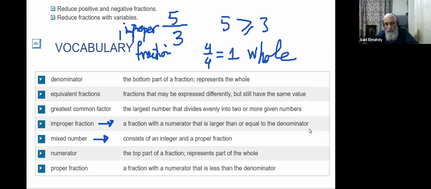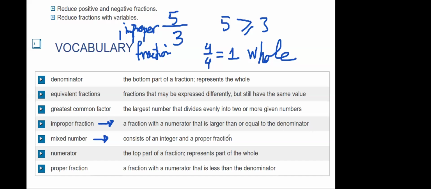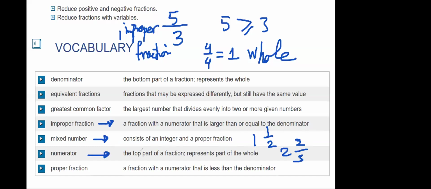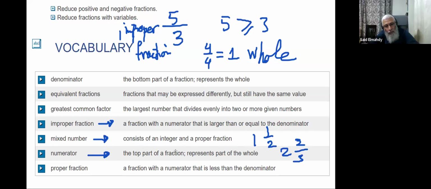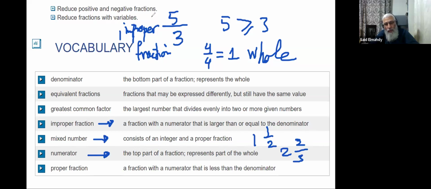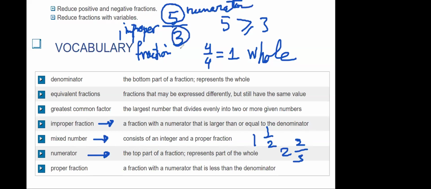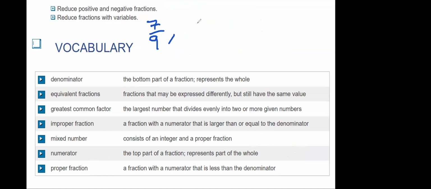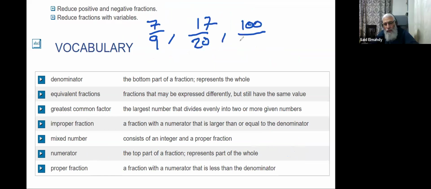So a mixed number consists of an integer and a proper fraction, like 1 and 1/2, 2 and 2/3, and so on. The top part of a fraction represents a part of a whole. This is the numerator, the number written in the top. And the number in the bottom we call the denominator. Proper fraction: a fraction with a numerator that is less than the denominator. So any fraction like 100 divided by 120, for example, the numerator is less than the denominator. We call this a proper fraction.